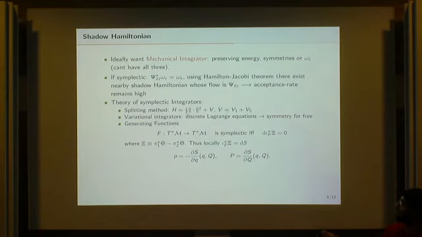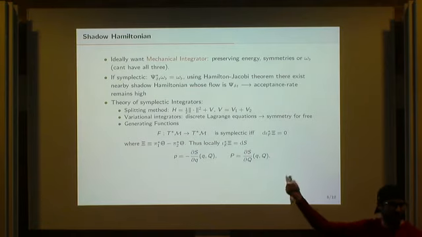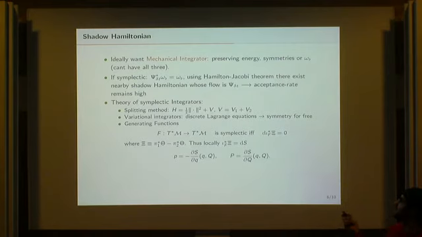Okay, so basically, your shadow Hamiltonian is exactly your modified Hamiltonian. If you consider the shadow Hamiltonian as a Hamiltonian and you calculate its flow, that's going to be much closer to your numerical integrator than your original system was. So it's a better approximation of your numerical integration, and that implies that your acceptance rate remains high.